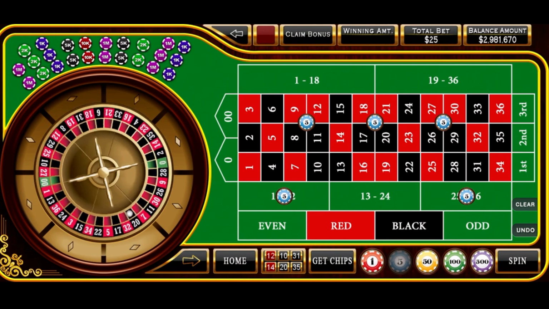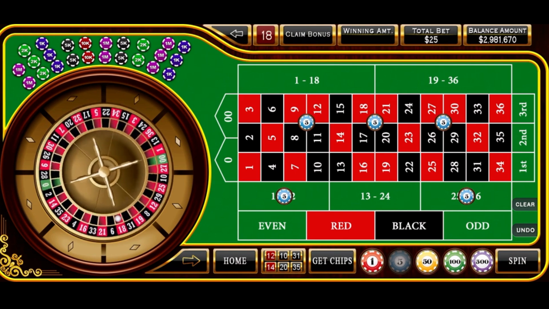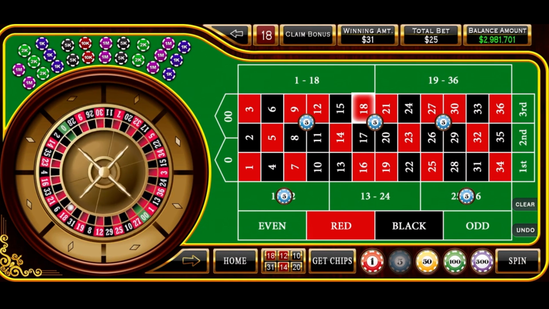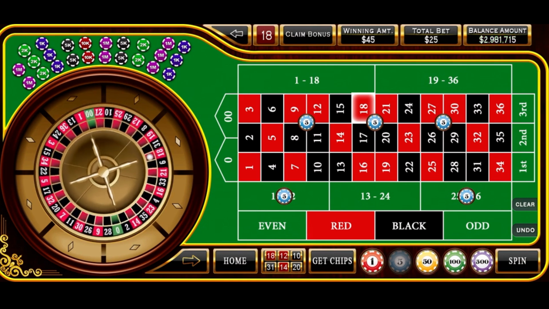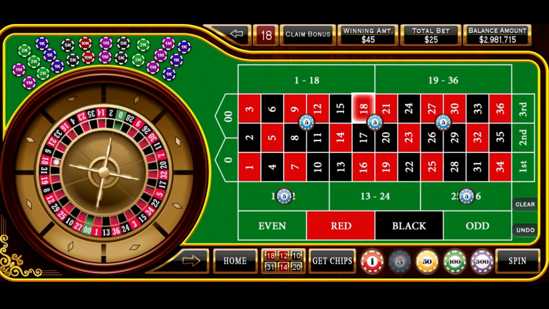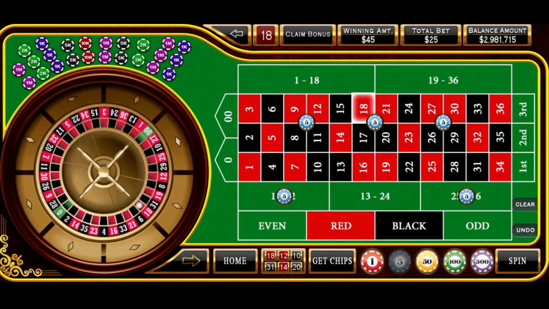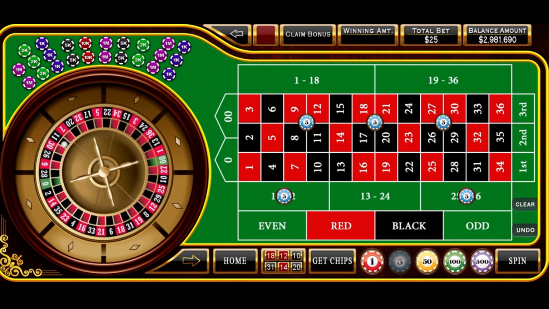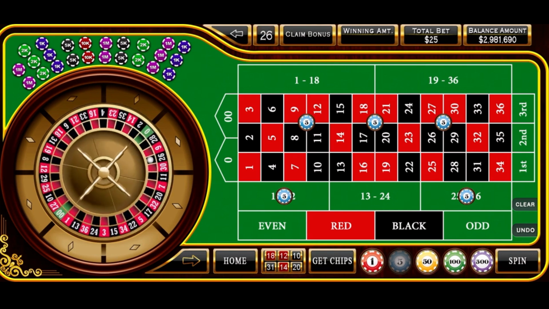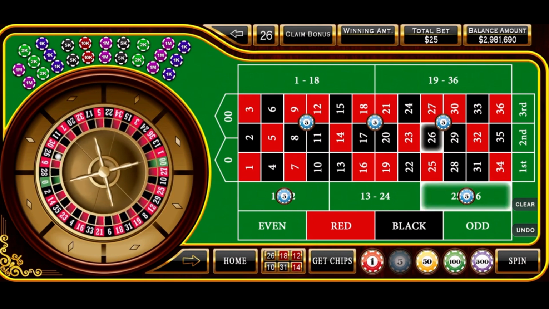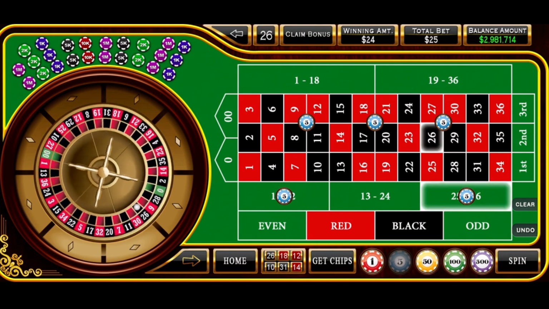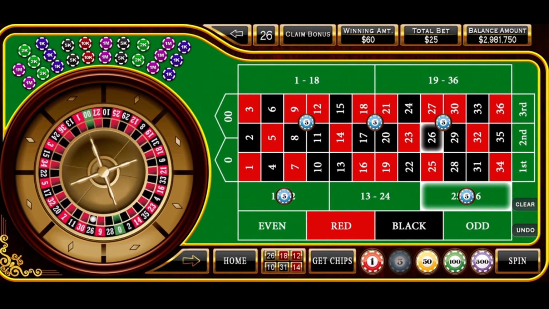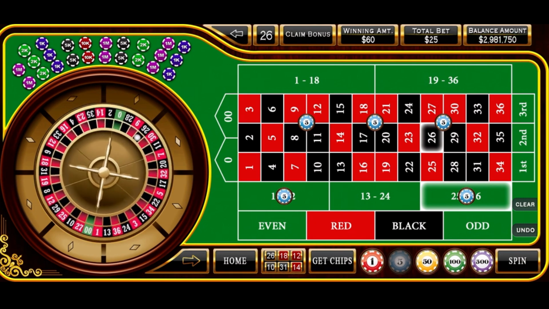And we're spinning once again. And that's 18 red this time. We didn't get a dozen, but we did get a corner hit. So that puts us at a new session high at 1715. And let's spin it again. 26 black, and that's a double hit this time. And that gets us all the way up to 1750. Another session high.